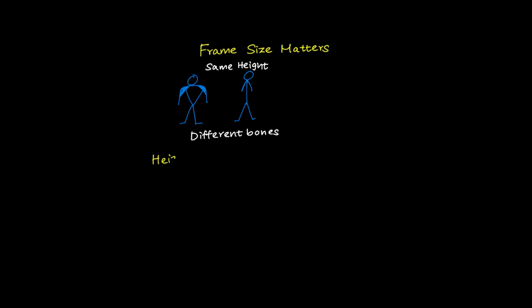Let's dig into frame size and why it matters for ideal weight calculations. Standard height-weight tables treat every adult of the same height as if they share the same skeleton. That assumption breaks down fast in real practice. A person with a large skeletal frame carries more bone and more supporting tissue than a person with a small frame at the same height.